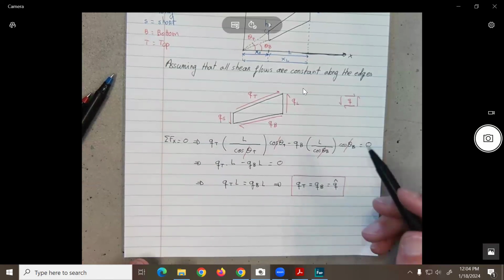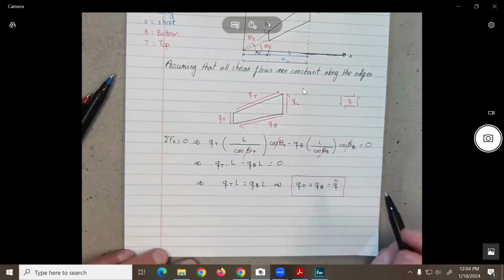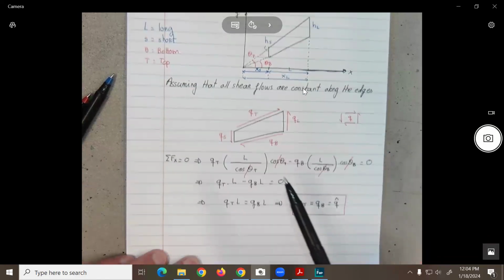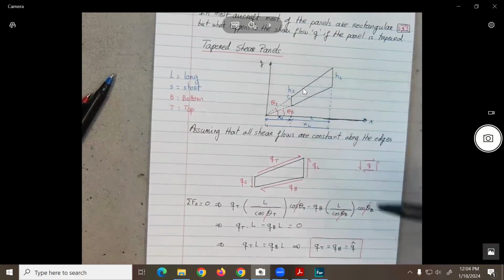Here the derivation is not that important. The important part is the conclusion at the end. So we did the summation in the x direction. Well, we're going to do exactly the same thing, but the summation in the y direction.